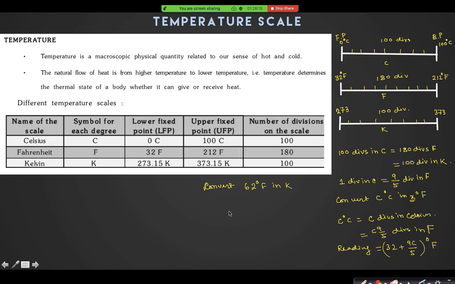62 degree Fahrenheit means how many divisions in Fahrenheit? 30 divisions in Fahrenheit. That is 30 divisions in Fahrenheit, which is 30 into 5 by 9 degrees Celsius. But I have to convert in Kelvin, so 30 divisions in Fahrenheit is 30 into 100 by 180 divisions in Kelvin.